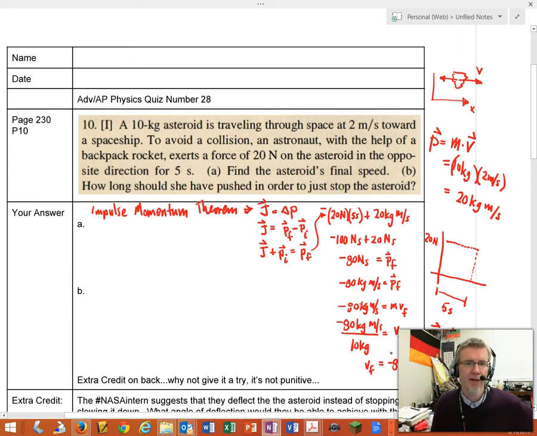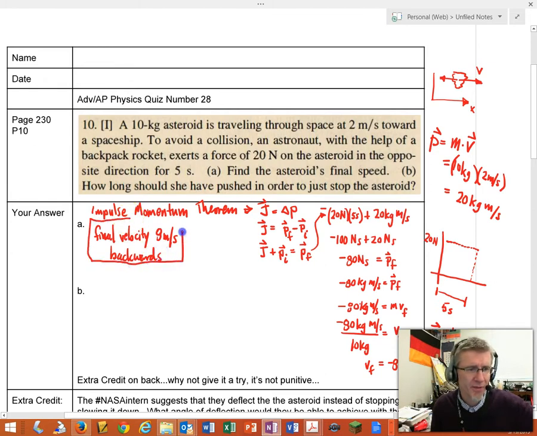And so that would be in the opposite direction. You would reverse the direction of the asteroid and send it off the other way. So the final velocity is 8 meters per second backwards, or in the opposite direction.